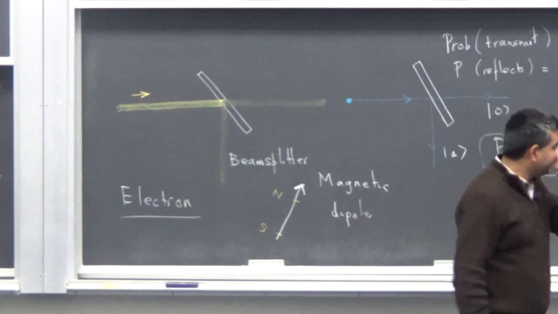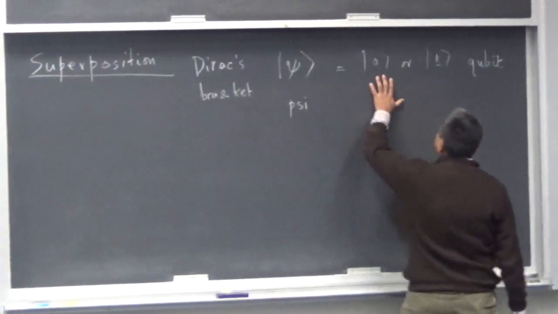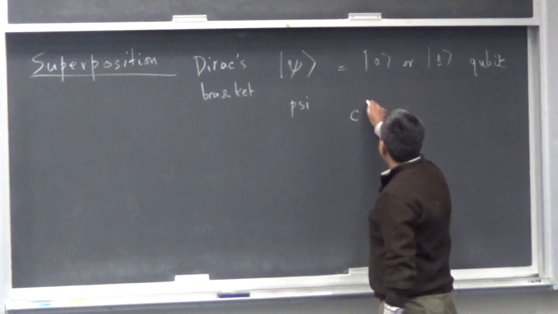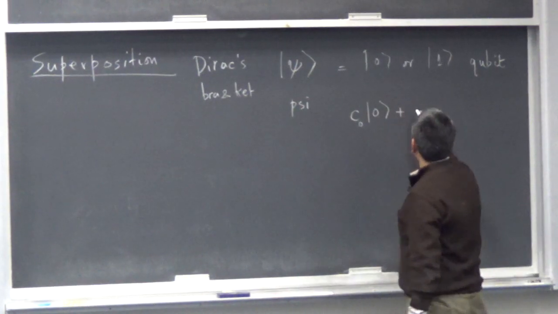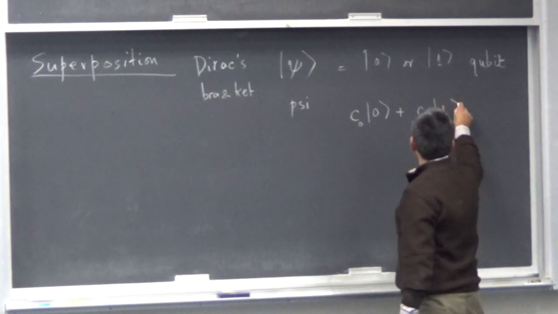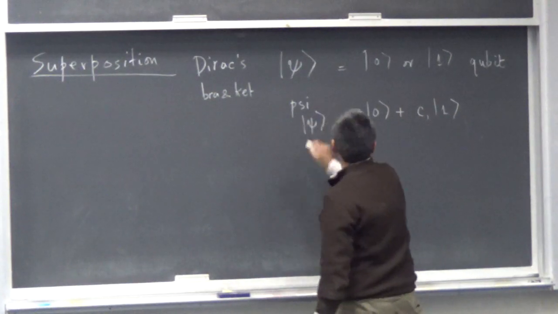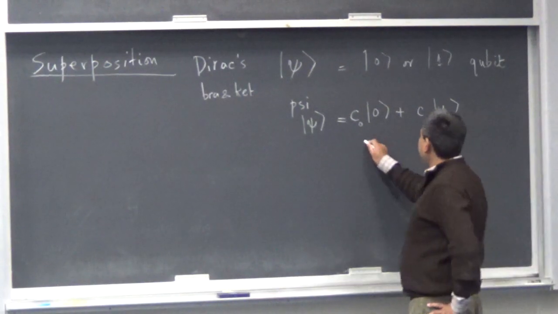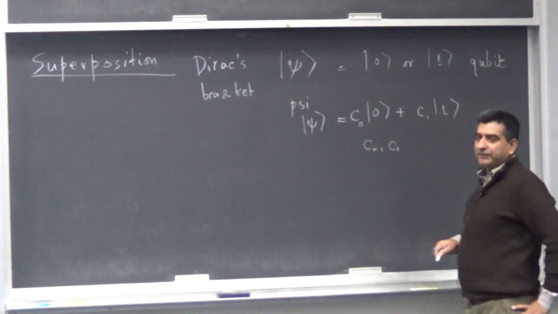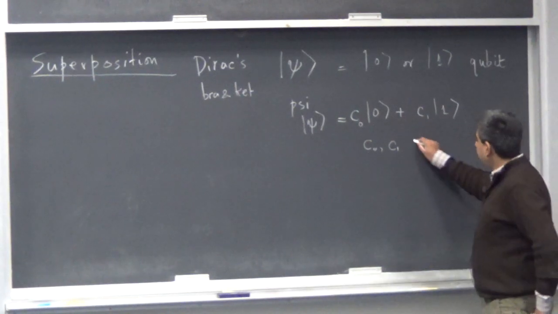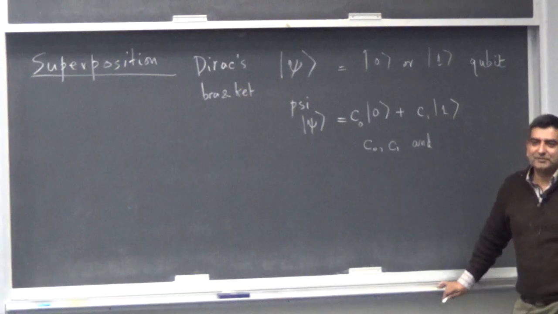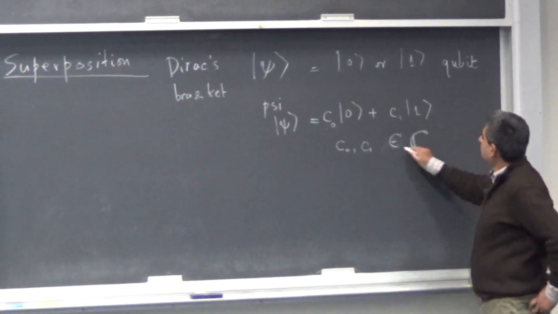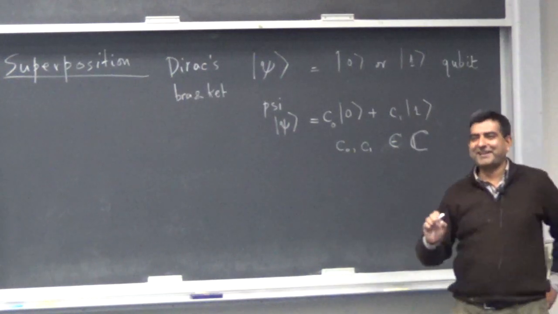Okay? Now what this means is that the quantum state need not be either ket 0 or ket 1. It could really be some superposition of ket 0 and ket 1, where C0 and C1, these are numbers, some numbers, and to add more excitement to the mix, these numbers can be complex numbers.